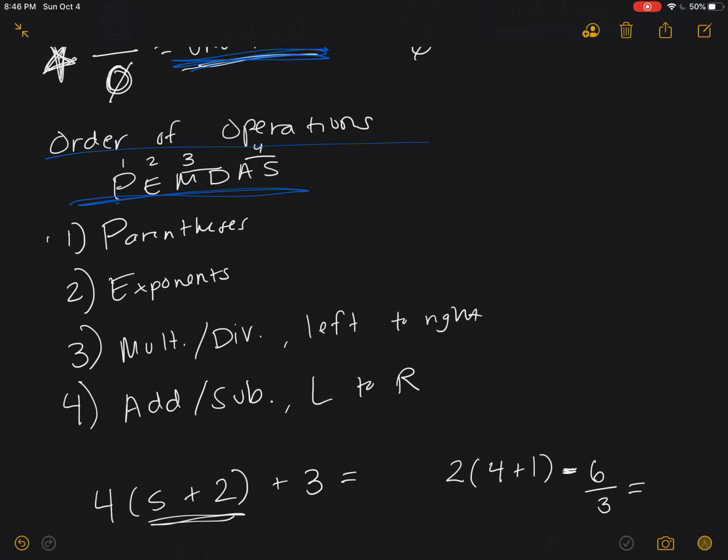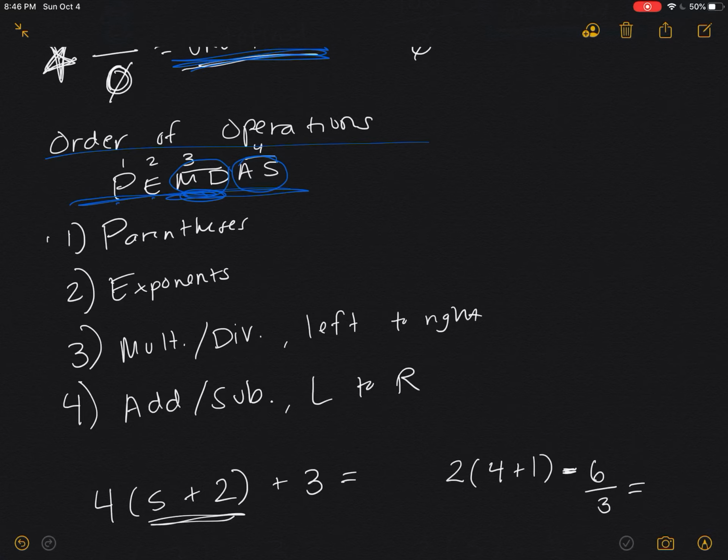And so PEMDAS just stands for parentheses, exponents, multiplication and division. Those are together. Okay, multiplication and division, and addition and subtraction also together. So you consider them equal. Again, remember I talked about before how you can change addition to subtraction, you can change division to multiplication, which we'll go over in a few weeks, because they're so related, they're actually technically the same thing.